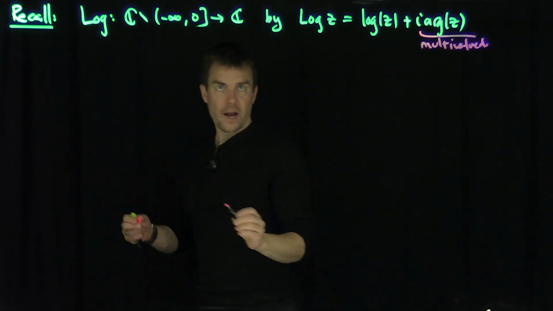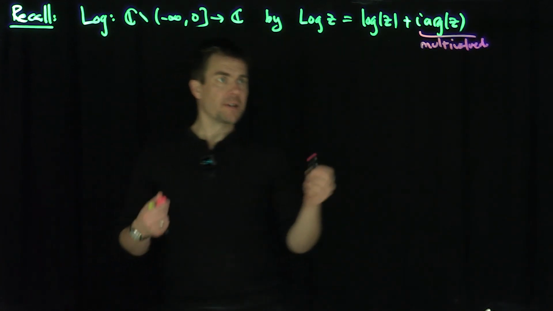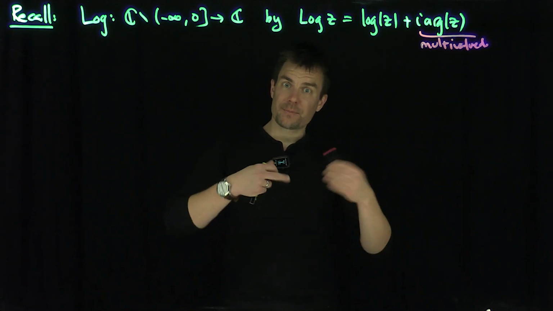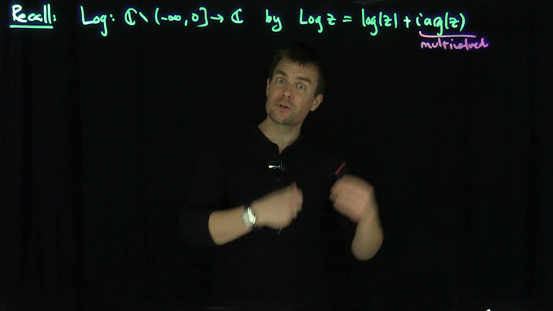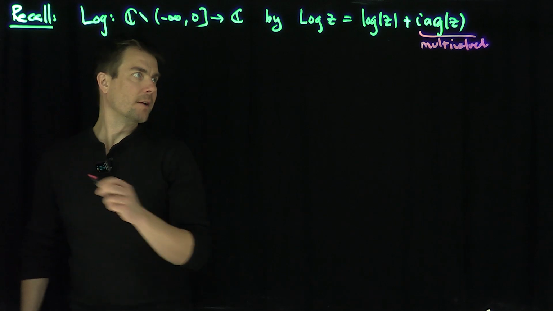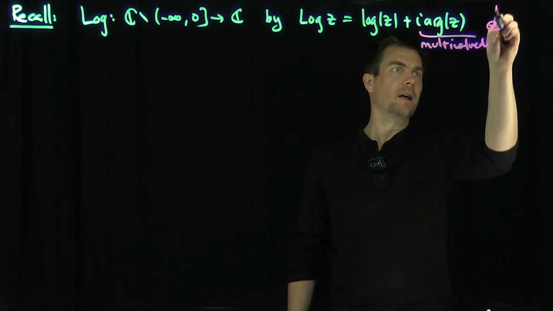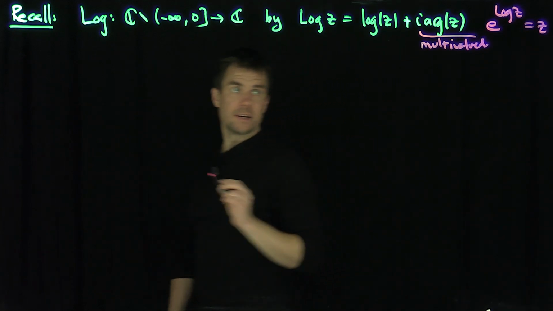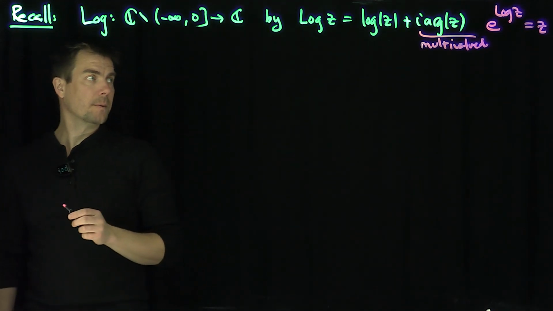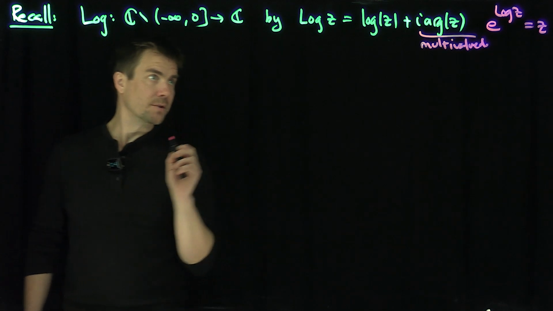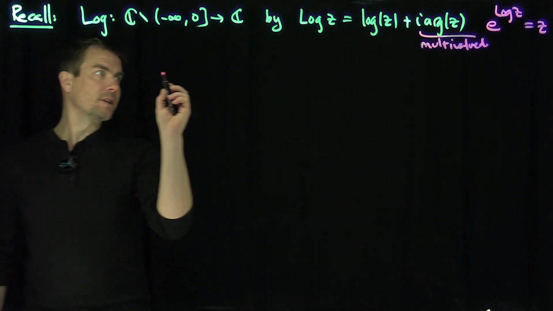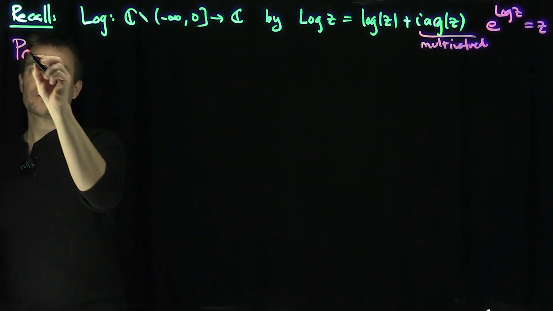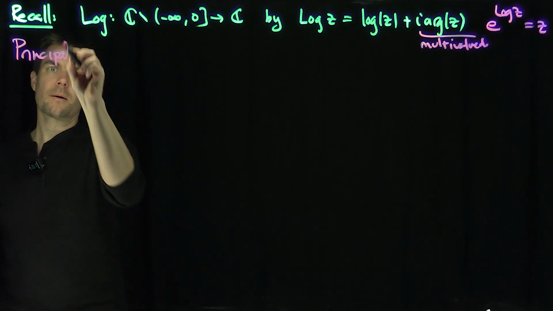And that's beautiful, right? I know that this is an inverse of the exponential function, but the inverse of the exponential is multivalued because the exponential is periodic. So we have the property that e to the log of z is equal to z, but remember the exponential is 2 pi periodic. And then we have the principal branch, the principal log.